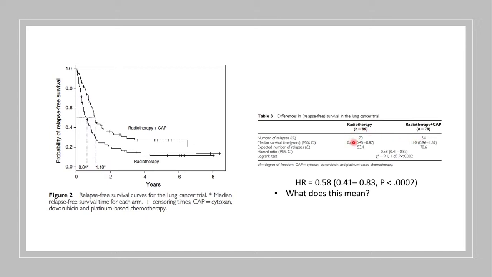Here we had a number of patients who had relapse, 70 and 54. That may have been the event they were interested in. The median survival we see here is 0.64 and 1.1. And then it has some expected numbers, so it's expected based on the statistical calculation. The bottom line is it comes with a hazard ratio of 0.58 and a confidence interval of 0.41 to 0.83.